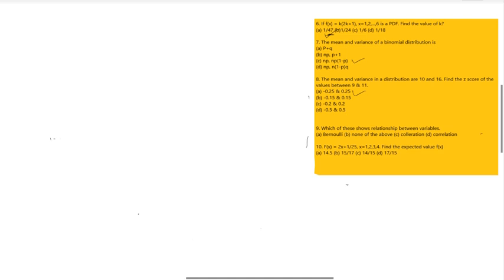Now we go to question 10. If f of x is 2x plus 1, everything over 25, find the expected value. So we have done something like this in question 6. So this should be a cakewalk for everybody. You can pause the video and try it. All right, so let's continue. So f of x is equal to 2x plus 1 over 25, and we have our x values to be 1, 2, 3, 4. So now let us solve.